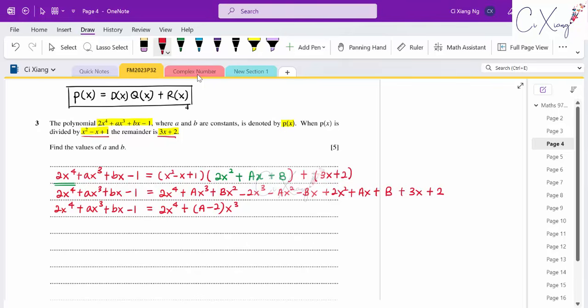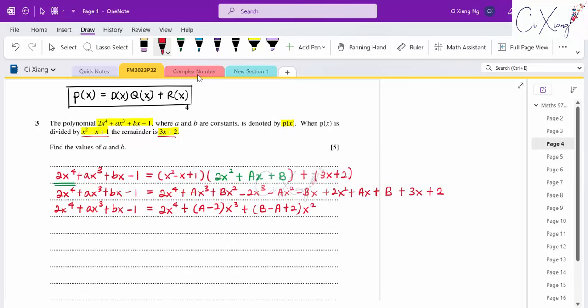So how about the next term? The next term will be x squared. We are having bx squared minus ax squared, then plus 2. If I group them together, I'm having b minus a, then plus 2, with x squared.